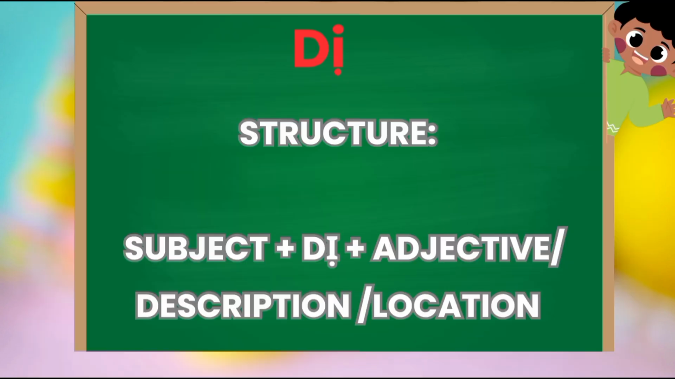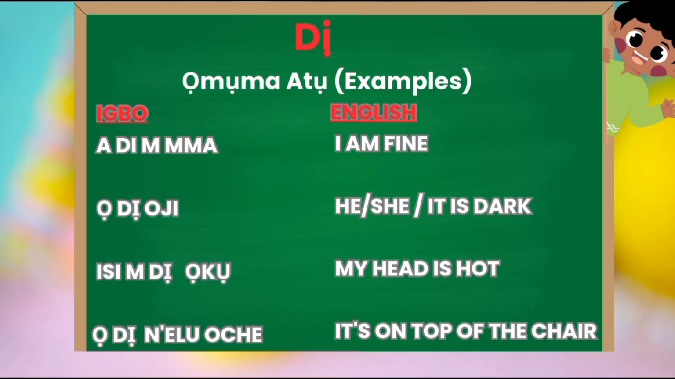So you describe appearance, complexion, emotions, or temporal condition. So the structure in making sentences with "dị" is the subject, then you add the "dị" and the adjective or description or location. So it can also be used for location of an object, not human. Example, "Adị m mma", which means I'm fine, is your temporary state of being because you can later not be fine. In the next 1 hour, you can be not fine.